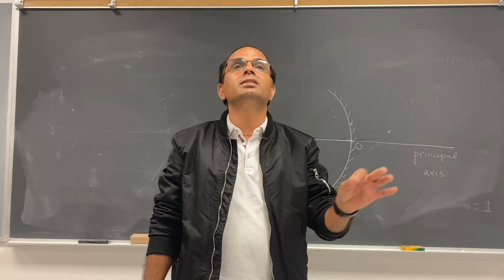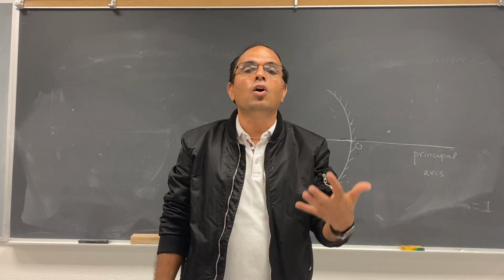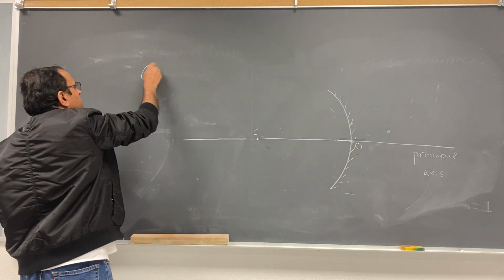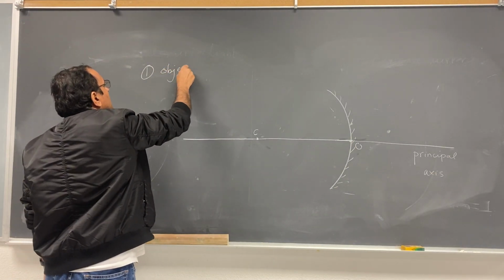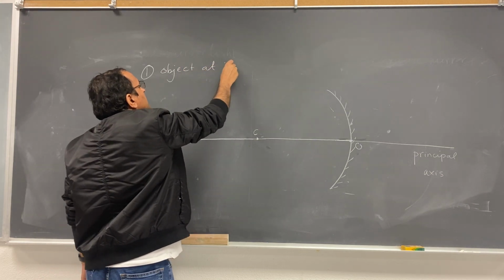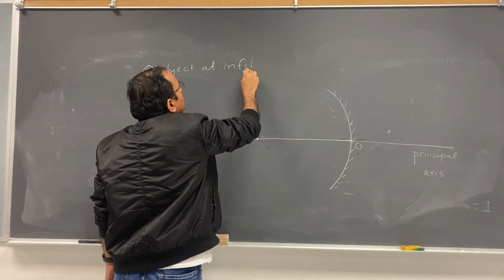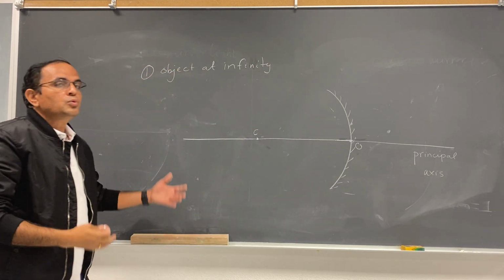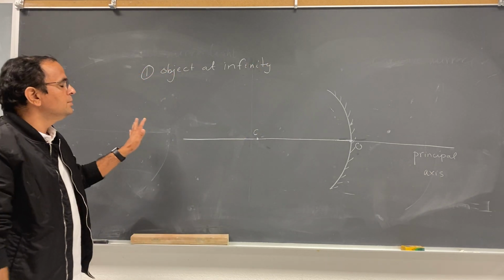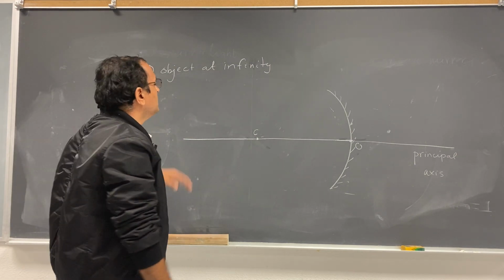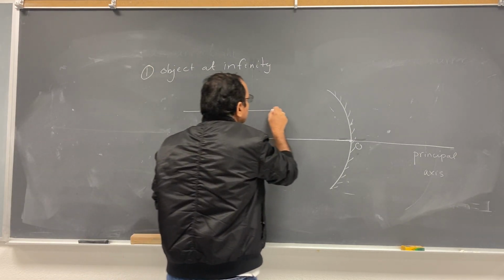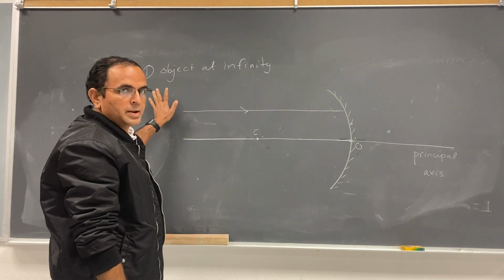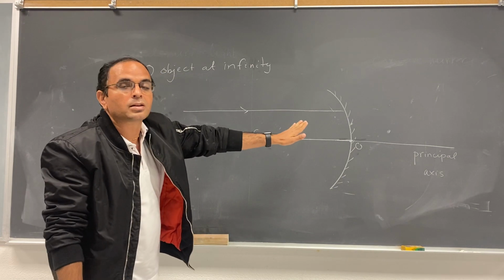If the object is very far, we call that object at infinity. Okay, object at infinity, very far. So how do you draw the ray diagram? In that case, if the object is at infinity, you simply draw the line like this. This is the ray coming from the object which is really very far from the spherical concave mirror.